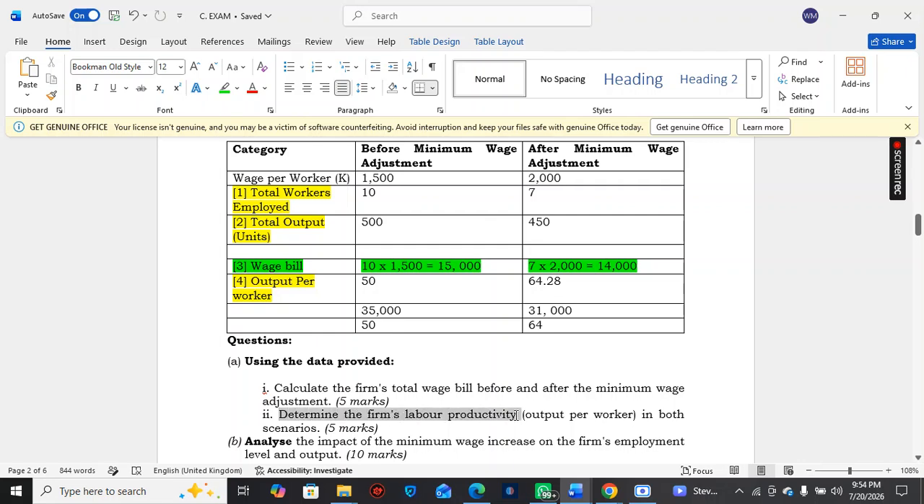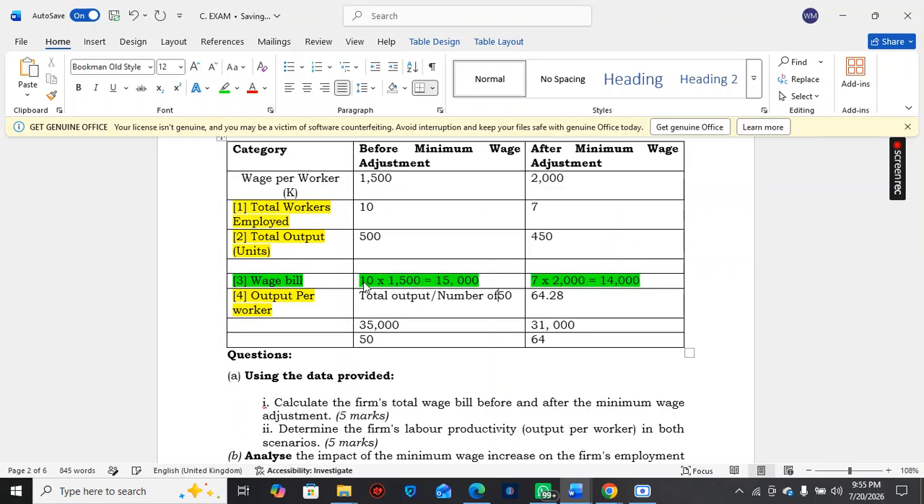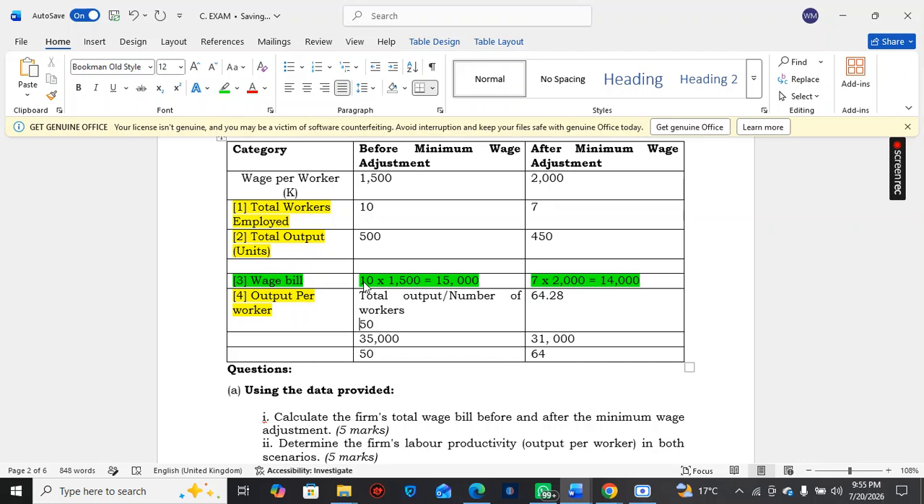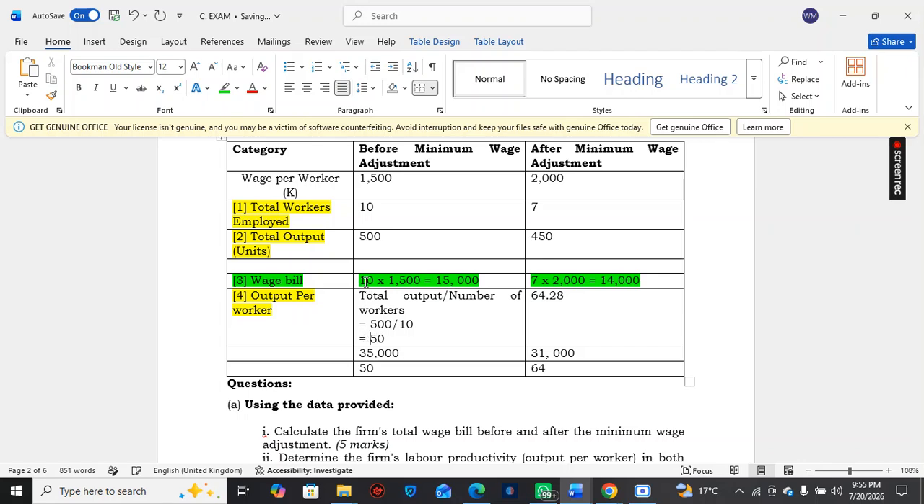Determine the labor productivity, output per worker, in both scenarios. You're just going to say total output over number of workers. When there were 10 workers, the total output was 500. So you say 500 divided by 10. So that is 50 units per worker.